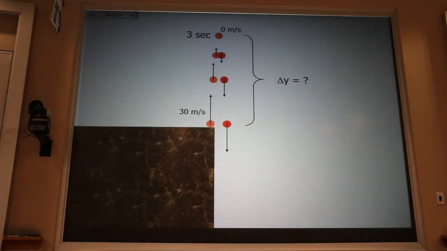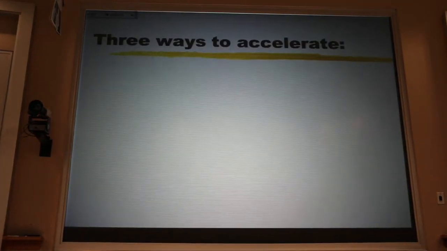Okay? Now, let's talk about that tutorial this week. You found that in your car there are three ways to accelerate, three accelerators. If you have an acceleration vector in the same direction as your velocity vector, you are using your gas pedal.